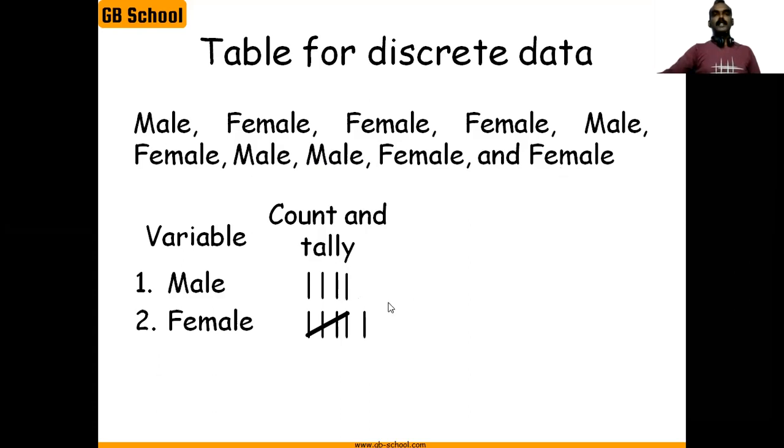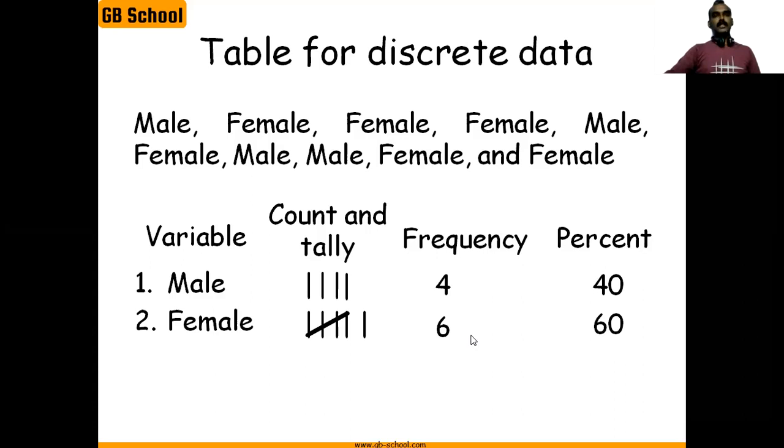Once you finish the tally, the next step is frequency. Total how many people are male? We have 4 people. Then how many females are here? 5 plus 1, 6. Then we'll find out the percentage also. 4 out of 10 will be 40%. 6 out of 10 will be 60%. So this is the process of counting and tallying.